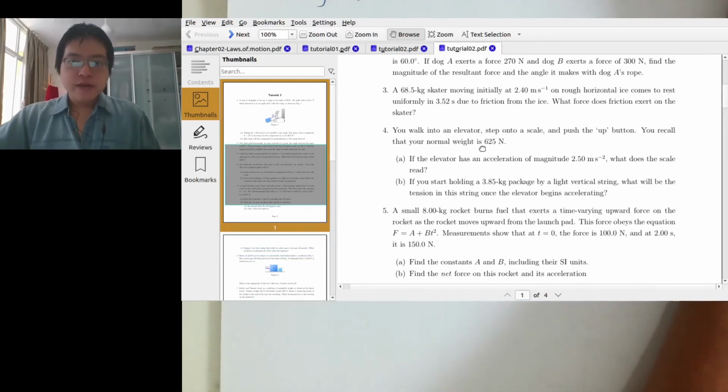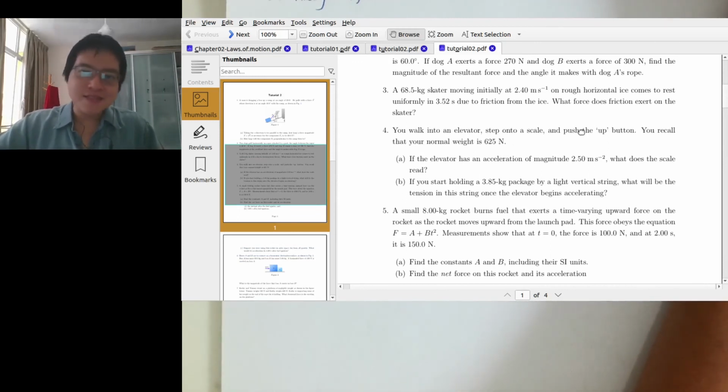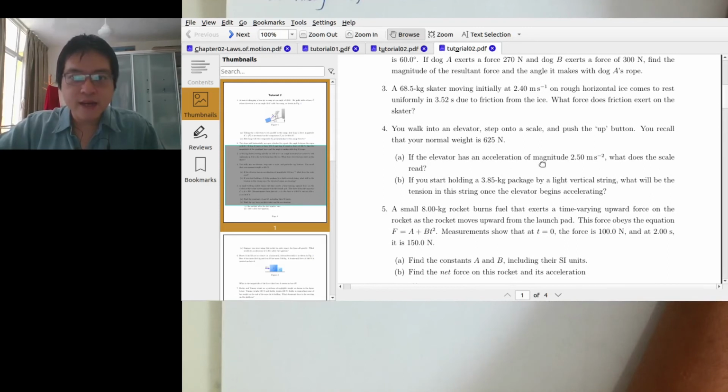So you go into an elevator, right, and you step onto a scale and then you push the up button. So this is just to say that the acceleration is going up. Your normal weight is 625 newtons. From this information you can also calculate your mass if you want. And then if the elevator is accelerating this much, how much does the scale read? And then so on. So this part, once we solve part A, should be easy to get part B later. So let's try to figure this out.